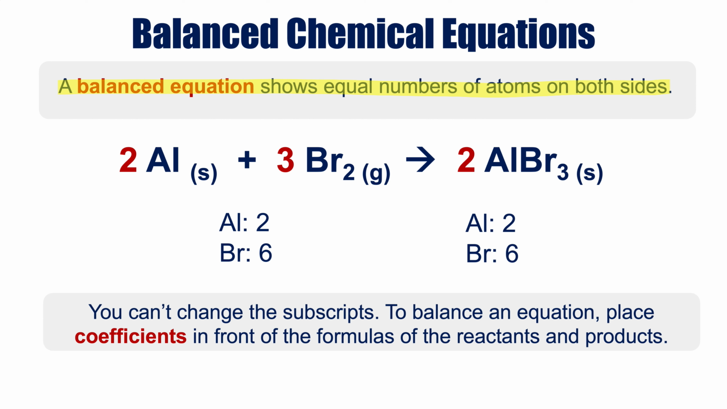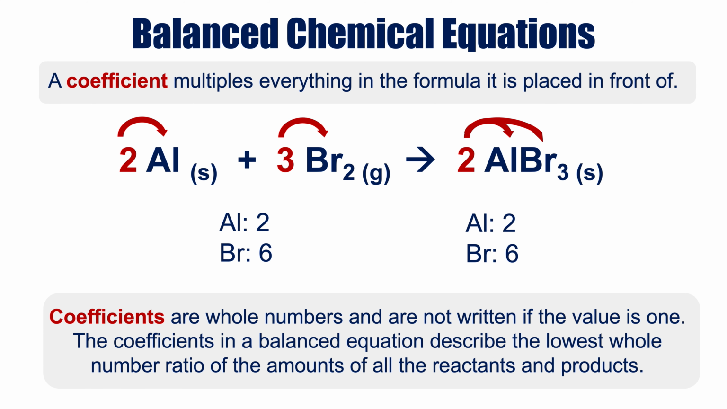A balanced equation shows equal numbers of atoms on both sides. In order to make a chemical equation balanced, you need to add coefficients in front of the formulas of the reactants and the products. A coefficient is a large number that is placed in front of the formulas of the reactants and the products, and what a coefficient does is it multiplies everything in the formula that it's placed in front of.